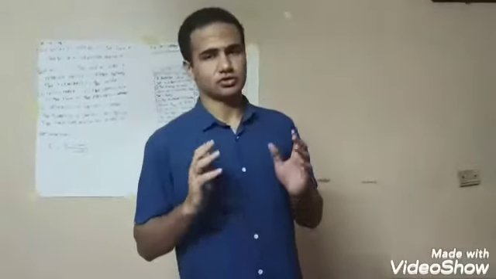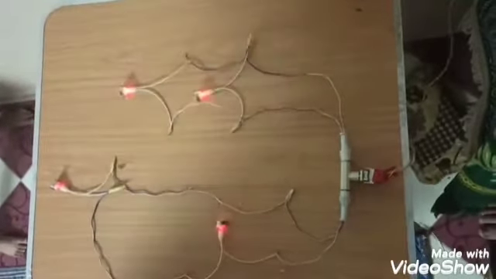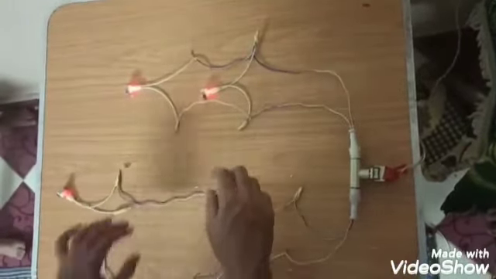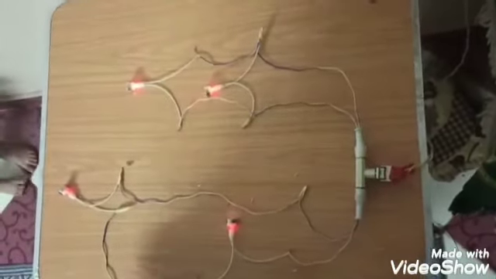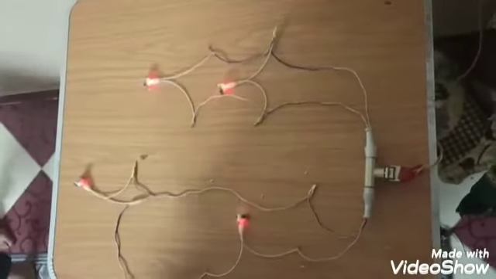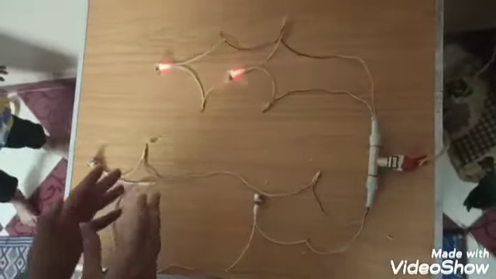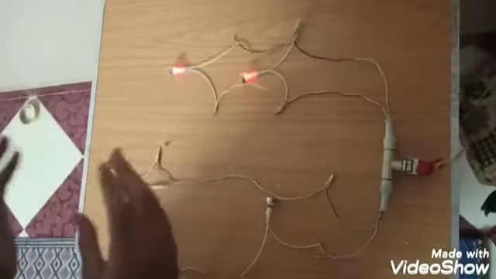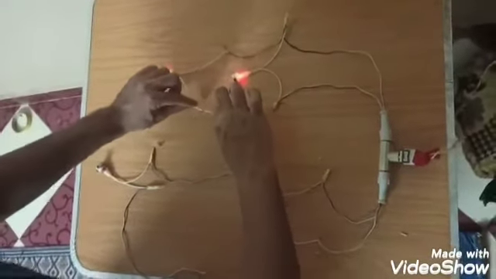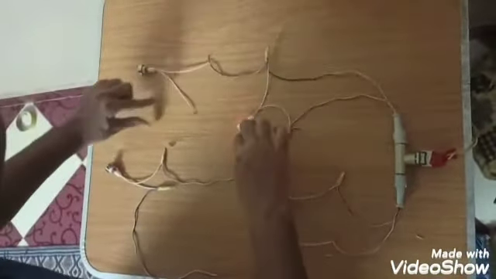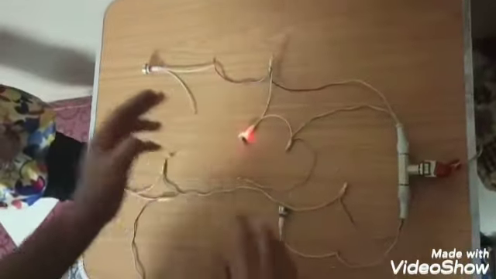Okay, let's see it in real life. Here there are a series connection circuit and a parallel connection circuit. If we disconnect one lamp in series connection, the other lamp will stop lighting. Let's see it. The other lamp stopped lighting. But in parallel connection, if we disconnect one lamp, the other lamp will still light. Let's see it. One lamp is damaged or disconnected, but the other lamp is still lighting.